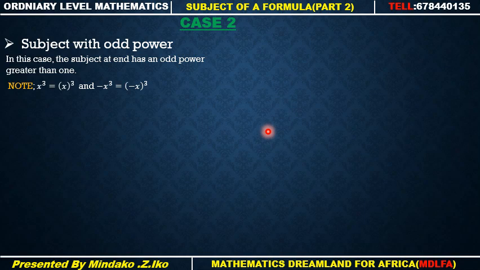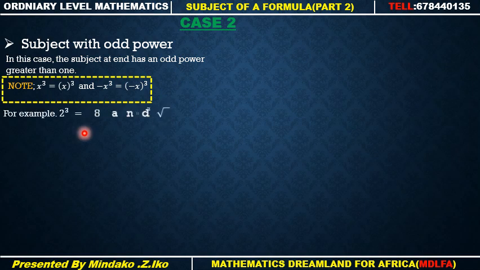Okay, so note that x cube is the same as taking a bracket x and then cubing it. And negative x cube is the same as negative x all cubed. This is very important when we'll be dealing with case 3, where the subject will be raised to an even power.